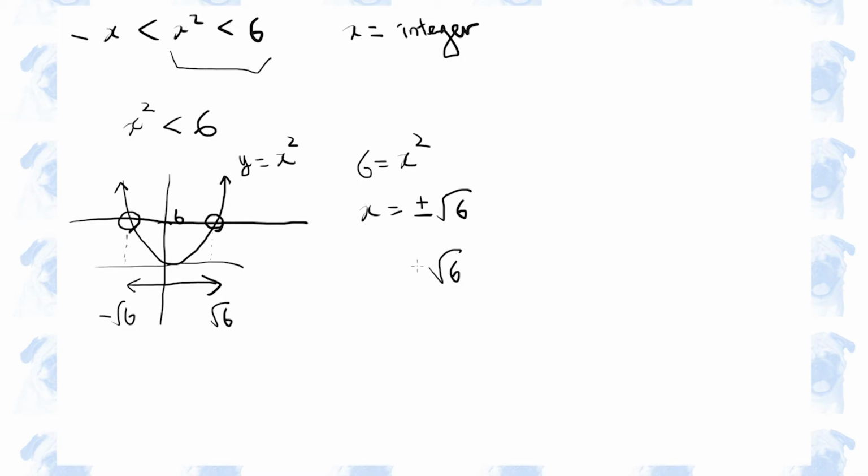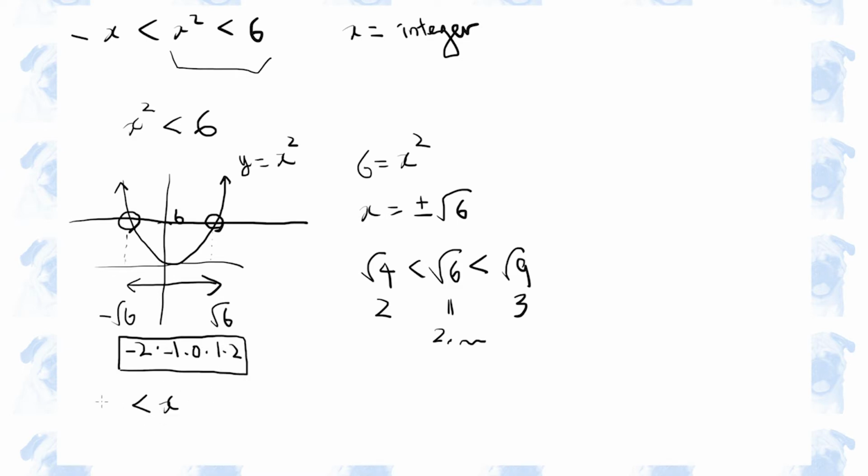Root 6 is between root 4 and root 9, which are 2 and 3 respectively. So root 6 is 2 point something. So the integers between these 2 points are minus 2, minus 1, 0, 1, and 2. So the integer x is between minus 3 and 3.